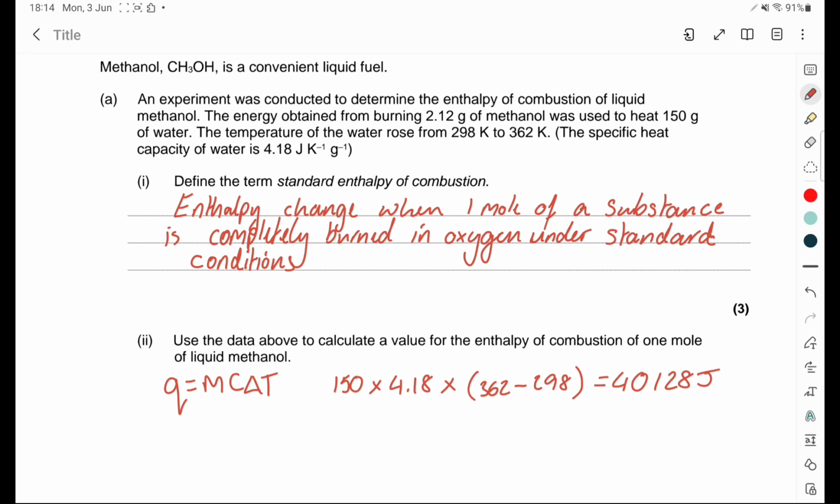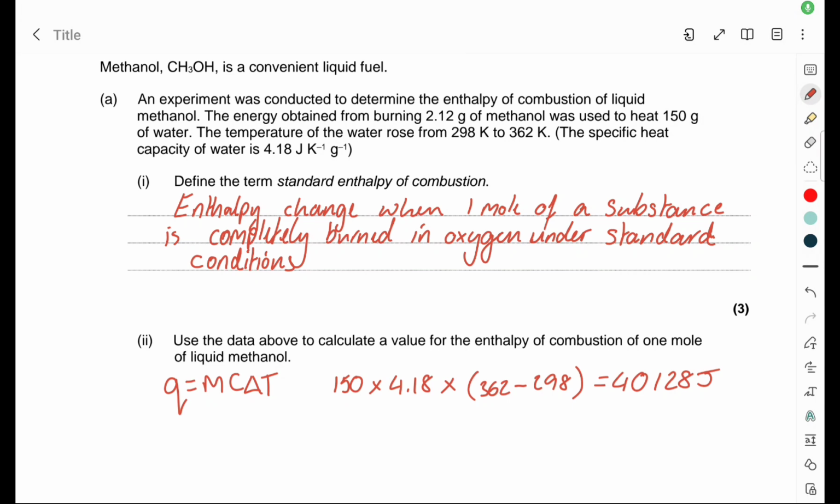Looking at our equation there, m is mass, and it's the mass of the thing being heated. So it's 150 grams of water, not 2.12 grams of methanol. And 4.18 is, of course, the specific heat capacity of water, times the temperature change, which is given there in the equation. If you're struggling to remember which mass goes into the equation, just remember the mass and the specific heat capacity are for each other. So if you're looking at the specific heat capacity of water, then it's the mass of the water.